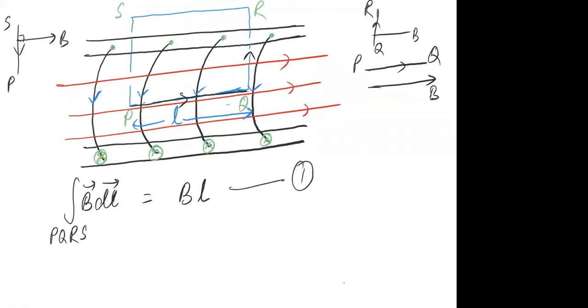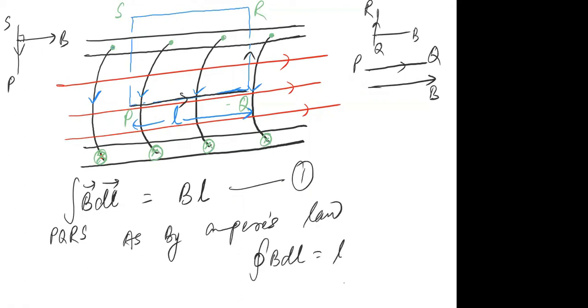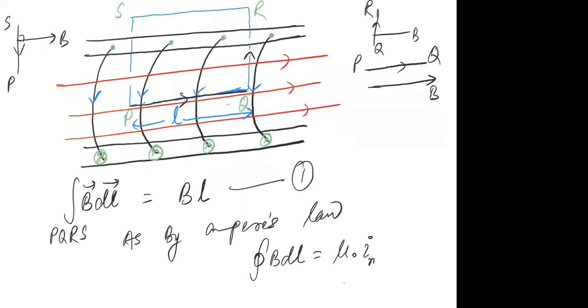Now, moving on. By Ampere's law, we know that the line integral of B dot dl over the whole loop is equal to mu naught I. I means what? I doesn't mean the current in one turn. I means the net current. And from where does this net current come?